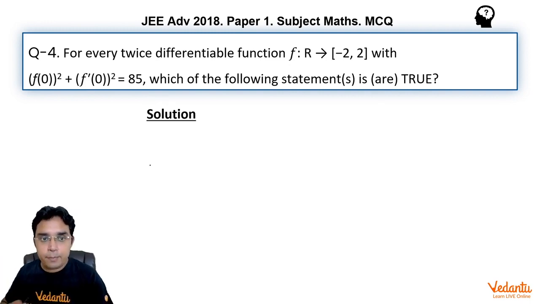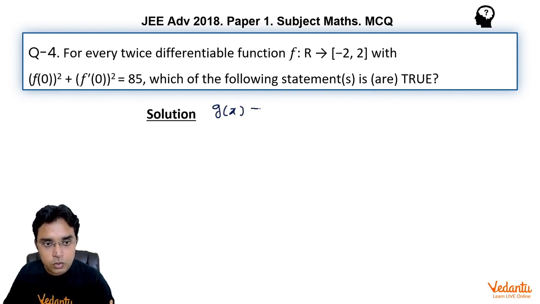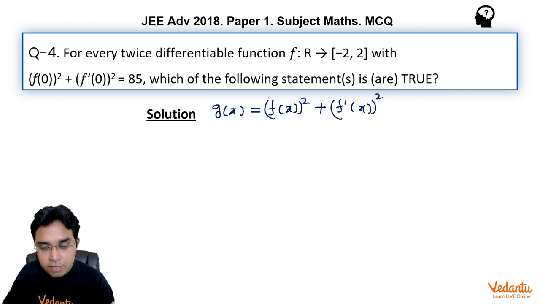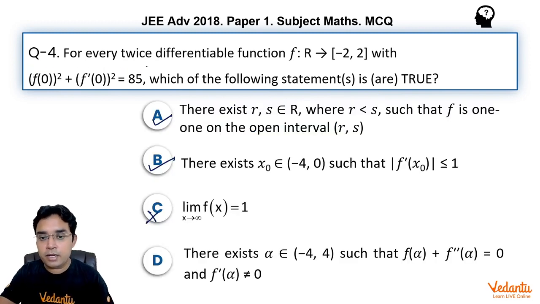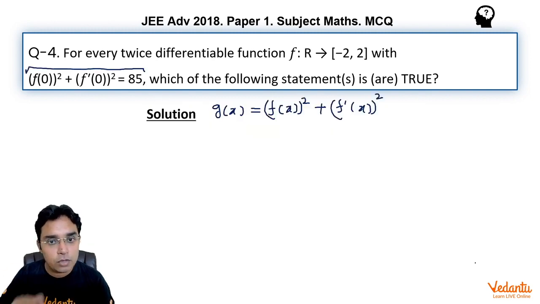Now to do this D part, I will assume a function g(x) to be equal to (f(x))² plus (f'(x))². The motivation to take this type of function comes, number one, from this given relation, and two, in this D option we are given that we have to find that f(alpha) plus f''(alpha) is equal to 0 and f'(alpha) is not equal to 0.